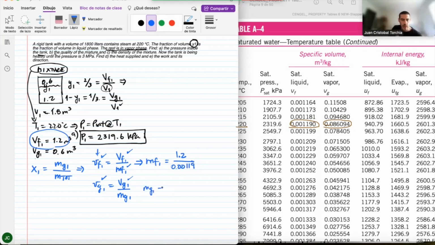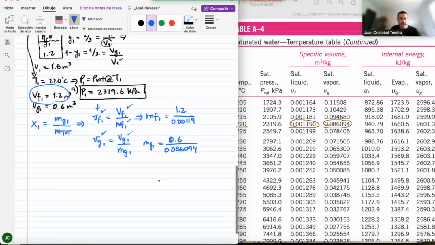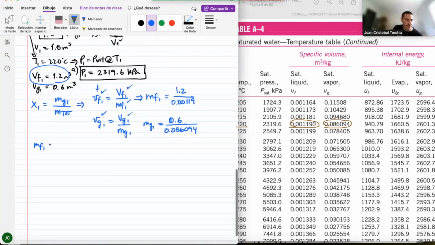And mg1 equals 0.6 divided by 0.08694. Okay, so with this, I already have these numbers here. So mf1 equals, hopefully I have them in the right way. You can also say, well, you know what, those are not the ones that we're looking for. And you should always check if what I'm doing here is correct.